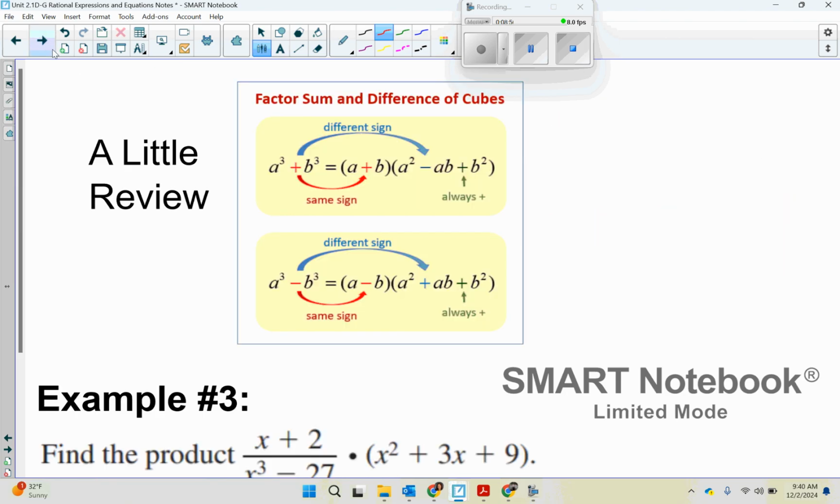Okay, so a little review. At any point, remember, you might see difference of cubes, which you already, difference of squares, which we already saw.